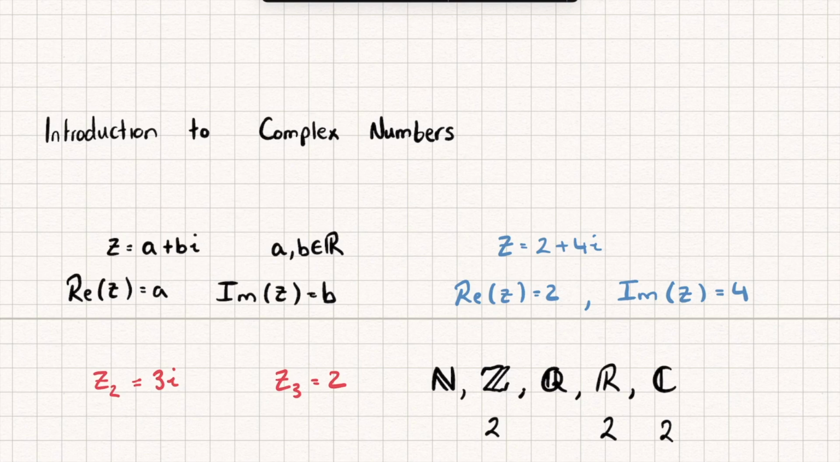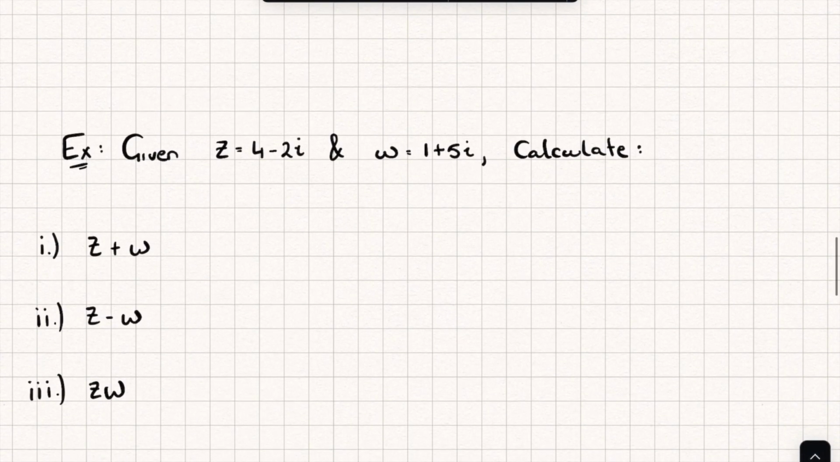So let's see how we can use some operations with these complex numbers. So here we've got two complex numbers, z and w, and we need to calculate first z plus w. Now, addition with complex numbers is actually really easy. All you need to do is add the real parts together and then add the imaginary parts together. So for z plus w, I'm going to do 4 plus 1, which is 5. So I've got 5. Then I'm going to add my imaginary part. So I've got -2 plus 5, which is going to give me +3. So I get plus 3i.